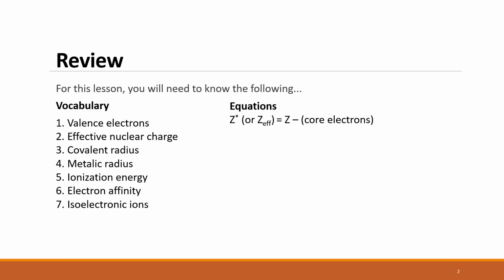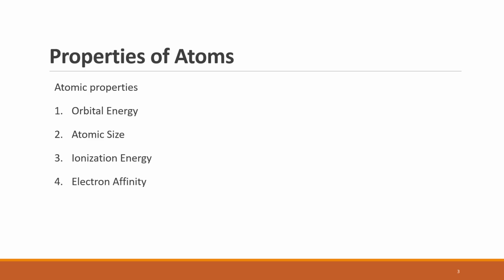In this lesson, there are a few new vocabulary terms you can see off to the left-hand side, as well as one new equation that we'll be looking at. We'll be looking at properties of atoms on the periodic table, and some of the atomic properties that we're going to be exploring are orbital energy, atomic size, ionization energy, and electron affinity.